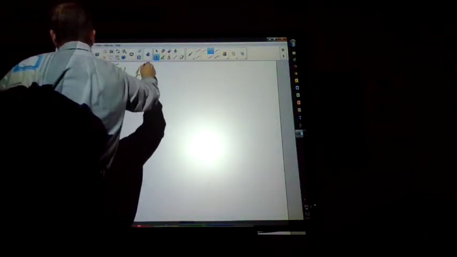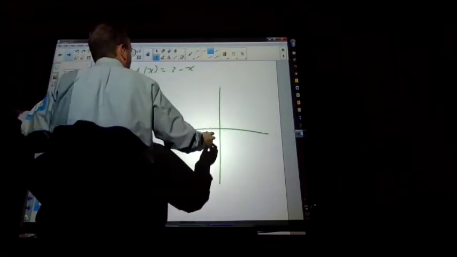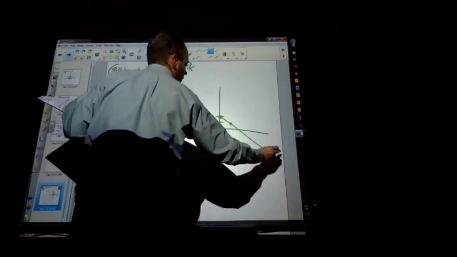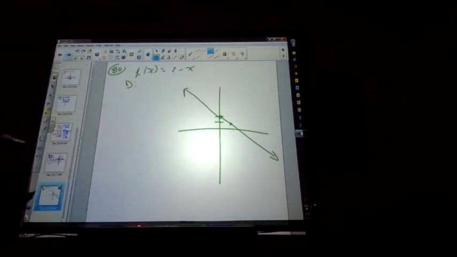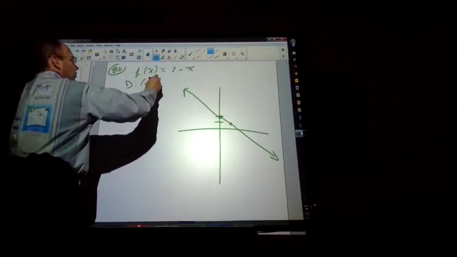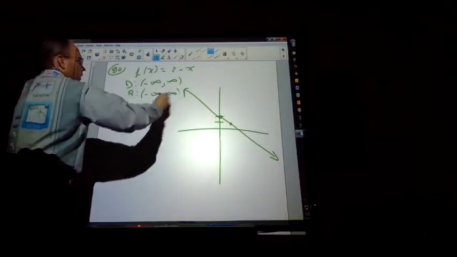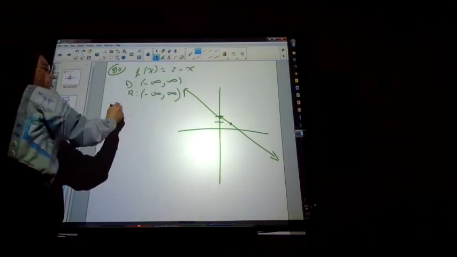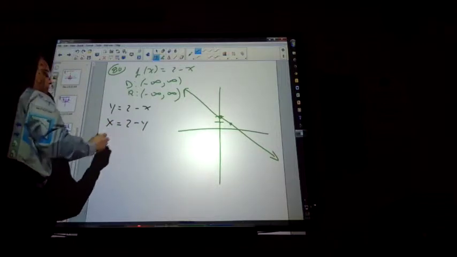So 80, I have this. So I have, what is the domain of the original? Yep, negative infinity to positive infinity. What's the range? Same. Let's find the inverse. So I have y equals 2 minus x, flip-flop x and y. Solve for y.